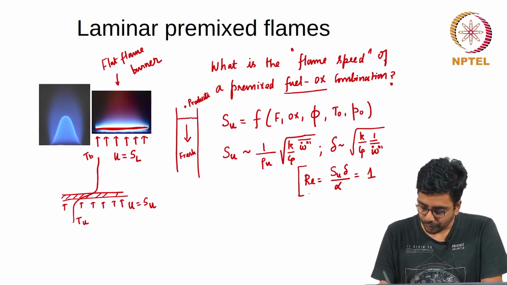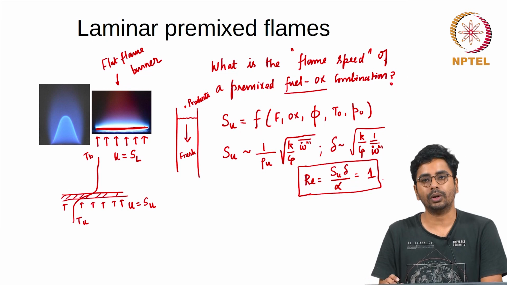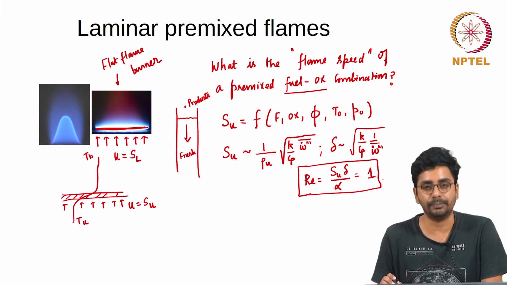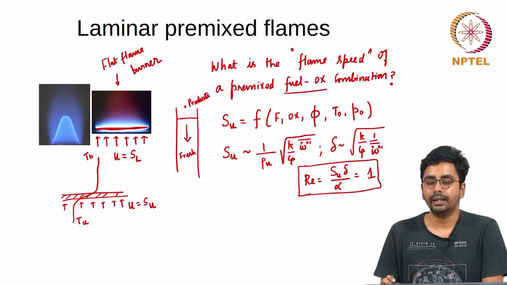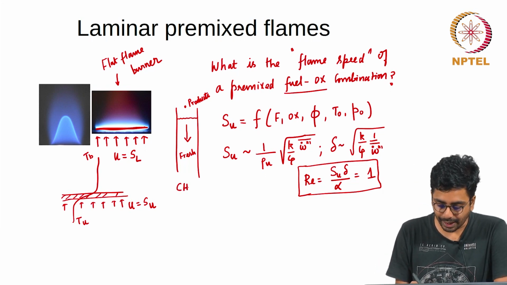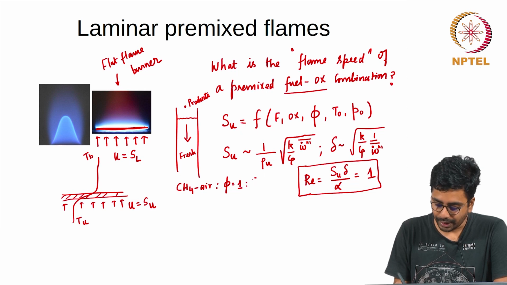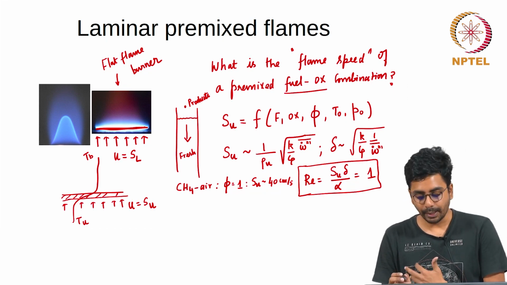So the flame speed is a direct measure of the reactivity of the mixture. Higher the flame speed, higher is the reactivity. Typical values of flame speed are: methane air stoichiometric mixture, SU is about 40 centimeters per second, okay. This is a good number to remember.